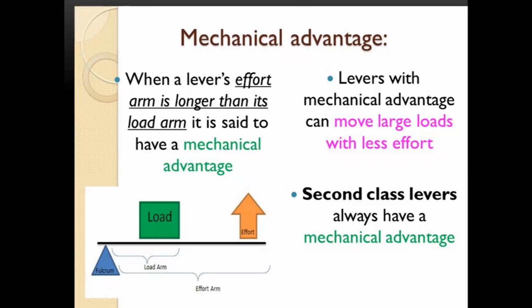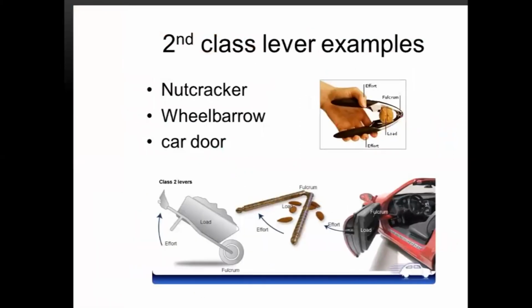So your class 2 lever can always act as a force multiplier. The effort arm is always longer than the load arm. So the mechanical advantage is always greater than 1. So this kind of levers can move large loads with less effort. Class 2 levers are always force multipliers, whereas class 1 levers can act as a force multiplier and it could be its opposite too. So some examples for class 2 levers: nutcracker, wheelbarrow, car door.